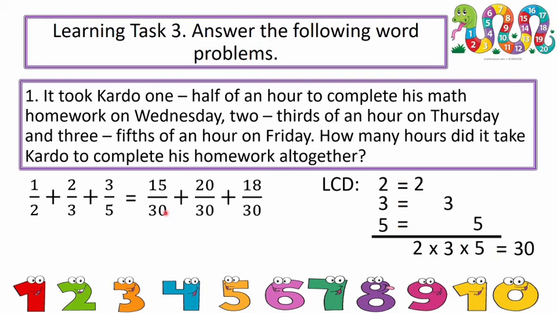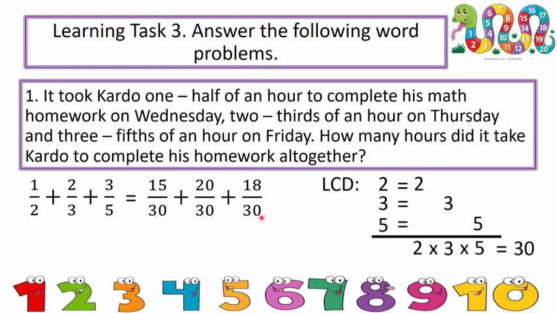So we get the equivalent fractions. First one, 30 divided by 2 is 15. Then 15 times 1 is 15. So we have 15 over 30. And then for the second fraction, we have 30 divided by 3, which is 10. 10 times 2 is 20. So we have 20 over 30. Then for the last one, for 3/5, we have 30 divided by 5, which is 6. And 6 times 3 is 18. So we have 18 over 30.